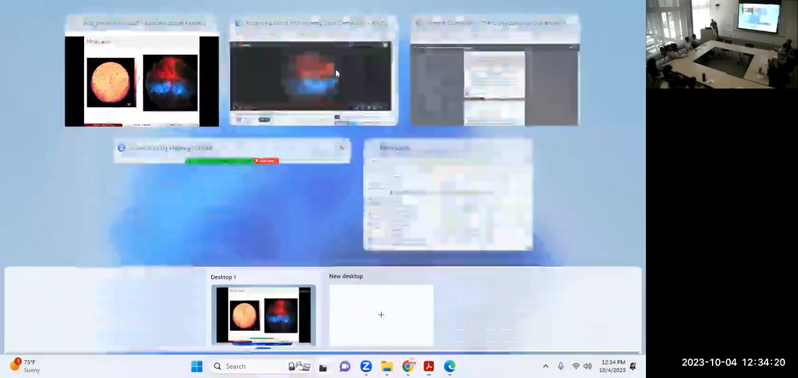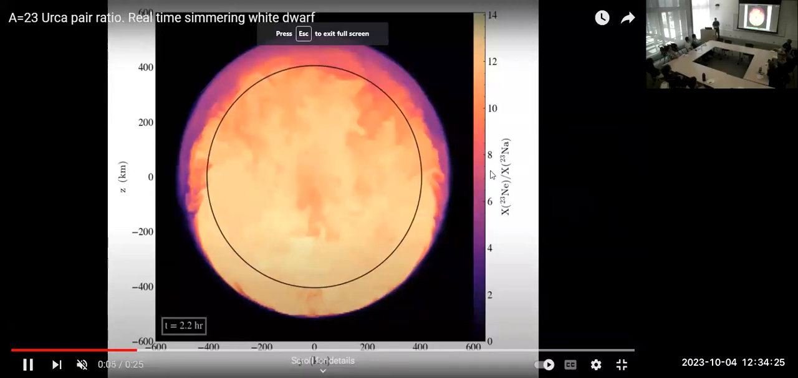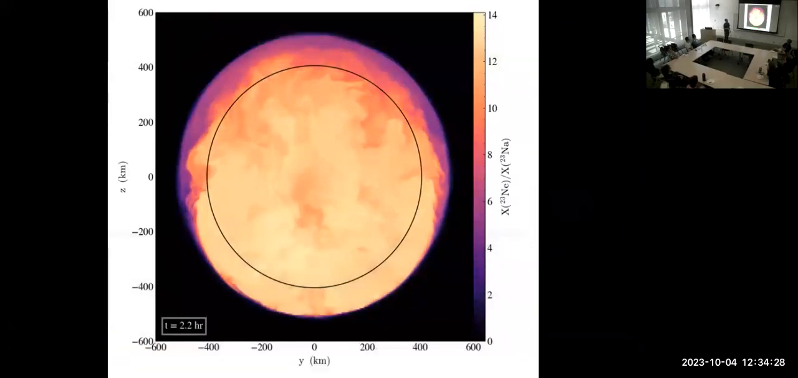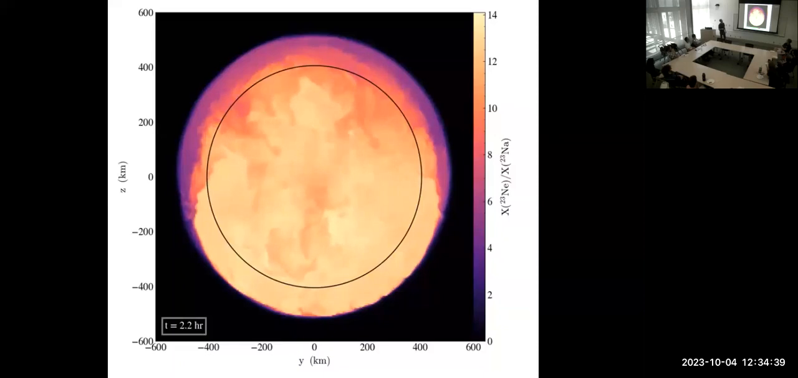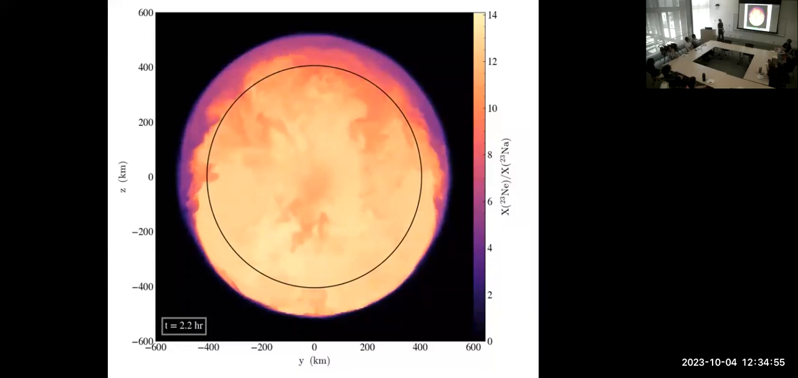I'm going to show some of these movies again, just to explain a bit more detail. What I've drawn here in this black line is the Urca shell itself. The thing that we're actually plotting is the ratio between neon and sodium. Neon is what we expect to be largely in the center, the product of those electron captures. And we can see that's largely so, about 10 times as much neon as there is sodium in the center. But convection keeps on pushing this out past the Urca shell.